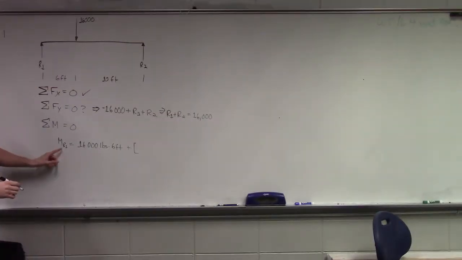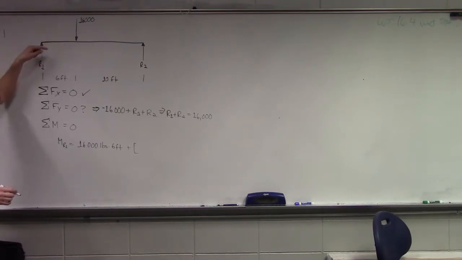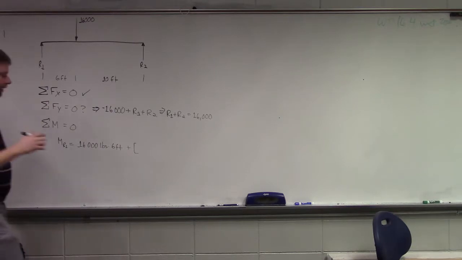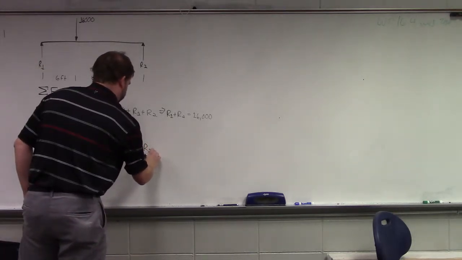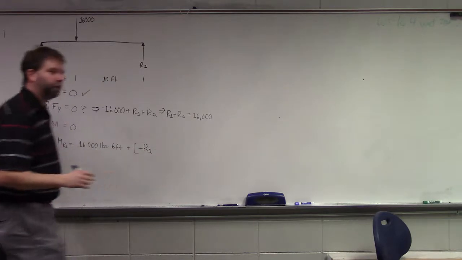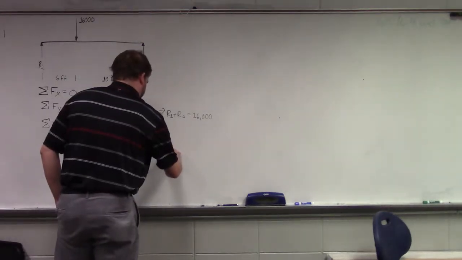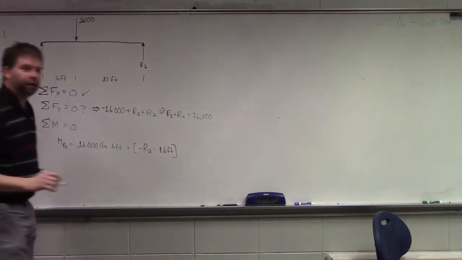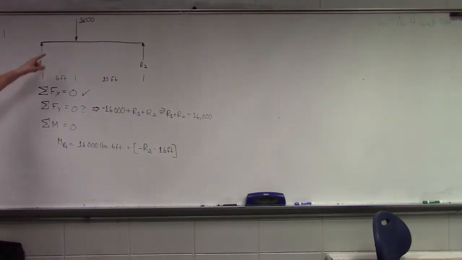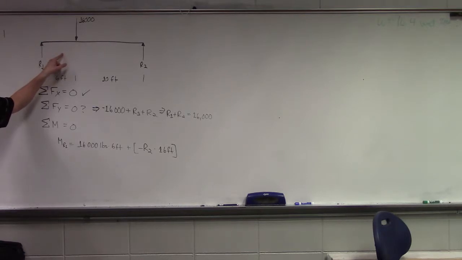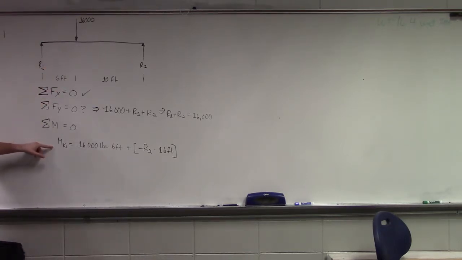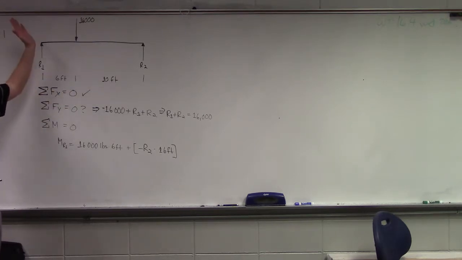So if you're taking your moment about R1 and you have clockwise rotation, 16,000 pounds times 6 feet, what else is interacting on? R2. At negative. Okay? And how far away is R2? 16 feet away. And remember that in order for this beam to stay in place, this has to equal 0, right? If this doesn't equal 0, it's going to spin off.